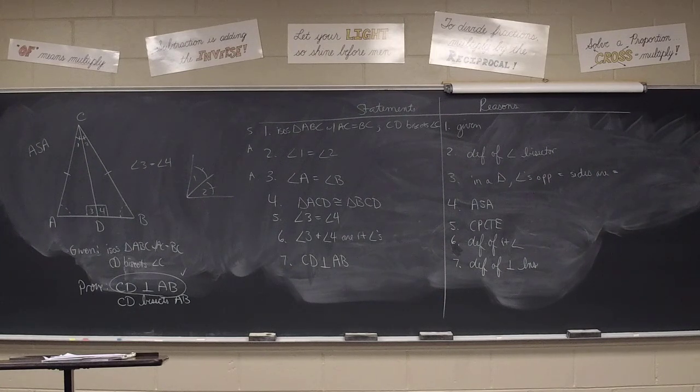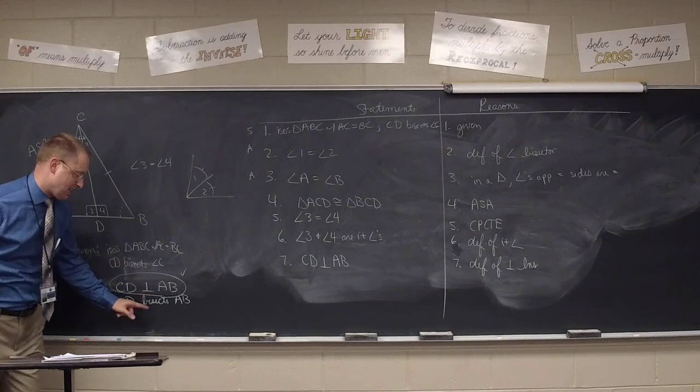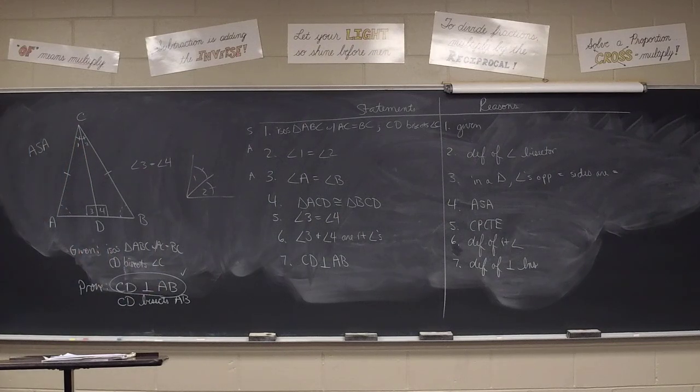Dylan? It's a line that divides an angle into 2 equal parts. If it's an angle bisector, yes, it would divide an angle into 2 equal angles. We're trying to prove that some line bisects some other line. But what does that mean? Michael? It means that it divides equally.